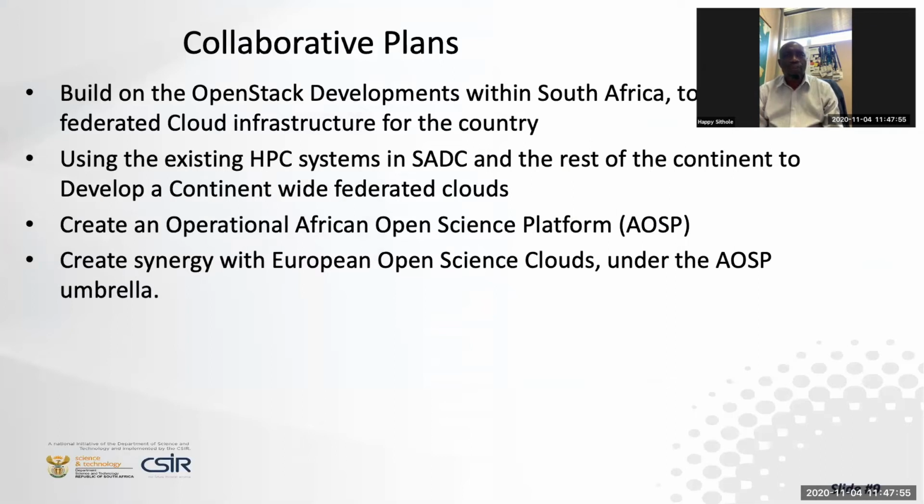So these are now the plans. With all this infrastructure, our plan now is to build the OpenStack across South Africa. We already have people in astronomy, people in bioinformatics who have some OpenStack. So the aim is to federate all these clouds in the country and use the existing HPC systems now in SADC and the rest of the continent. We want to develop continent-wide federated clouds. And we believe once we have this, we'll be able to create an Open African Science Platform, AOSP. And with that, the plan for collaboration is to build synergy with the AOSP and connect with the rest of the world. So our plan is to connect with the Global Open Science Cloud with this infrastructure.